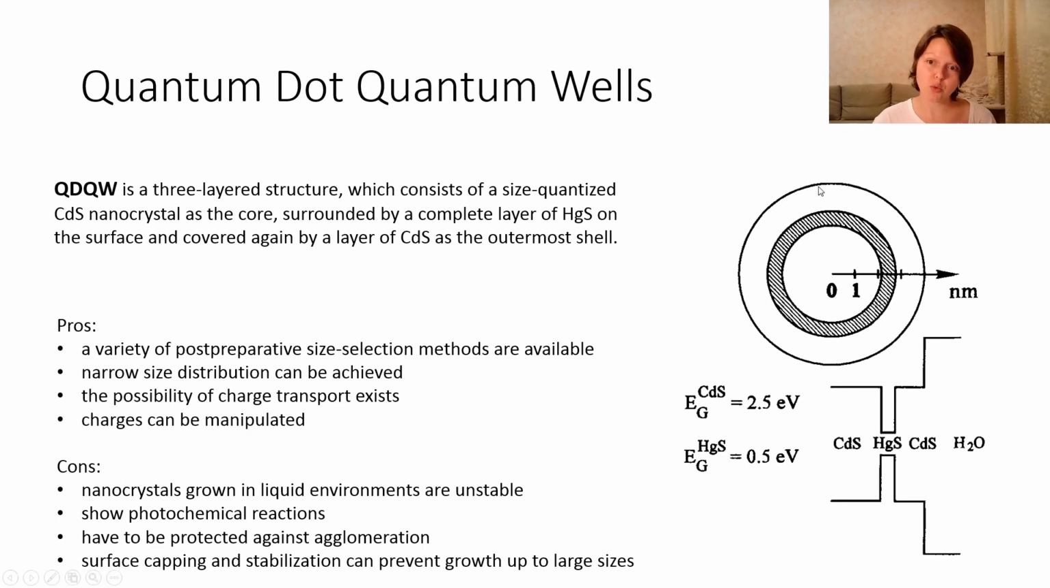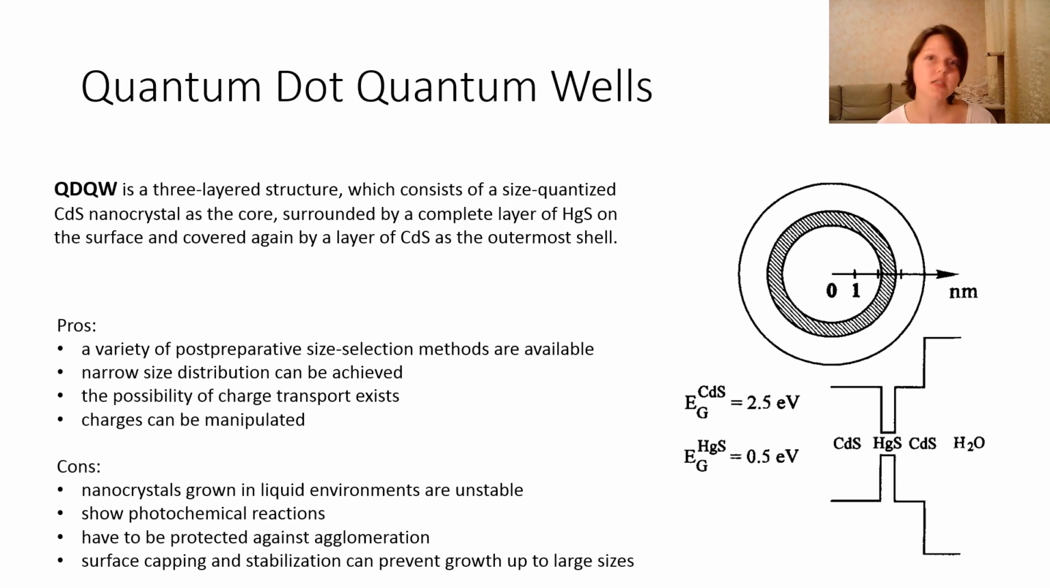In this structure we have the core with the radius of 2.3 nanometers, then there is the layer of mercury sulfide with a width of 0.3 nanometers, and the outer layer has a width of 1.4 nanometers. Totally we have a structure with the size of 8 nanometers.